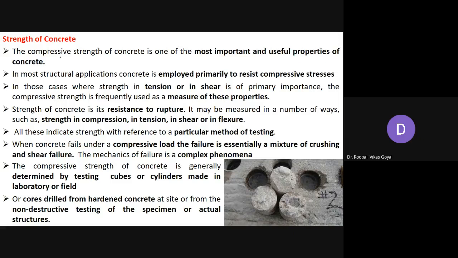The compressive strength of concrete is one of the most important and useful properties of concrete. Generally it is said that concrete is strong in taking compressive load. And for tension we generally provide reinforcement bars. So compressive strength is the most important property of concrete, and in most structural applications, concrete is basically used for resisting compressive stresses. For concrete, the most important strength is compressive strength.